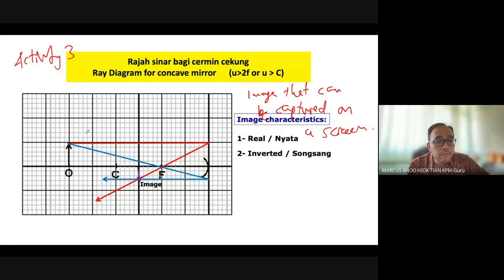And thirdly, look at the height of the image. This is tidak sampai pun satu kotak, but over here is one kotak. Okay, so the image is smaller than the object, so it is diminished. Okay, and it's our famous one lah, RID. Okay, read. And the position of the image is between F and 2F lah. Okay, this one don't worry about it.